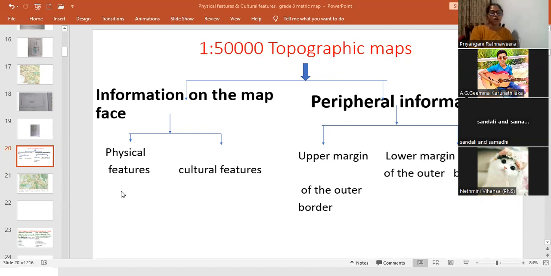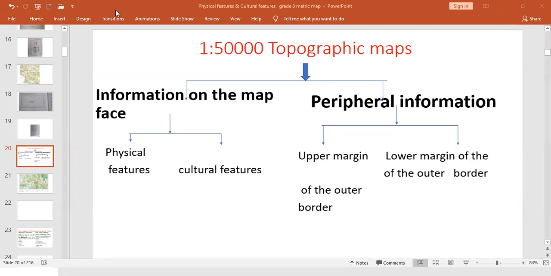Here, in the lower margin of the outer border, what are the information? Now you tell me, what are the types of information? Key, direction, scale, adjacent maps, a figure showing the adjacent maps.